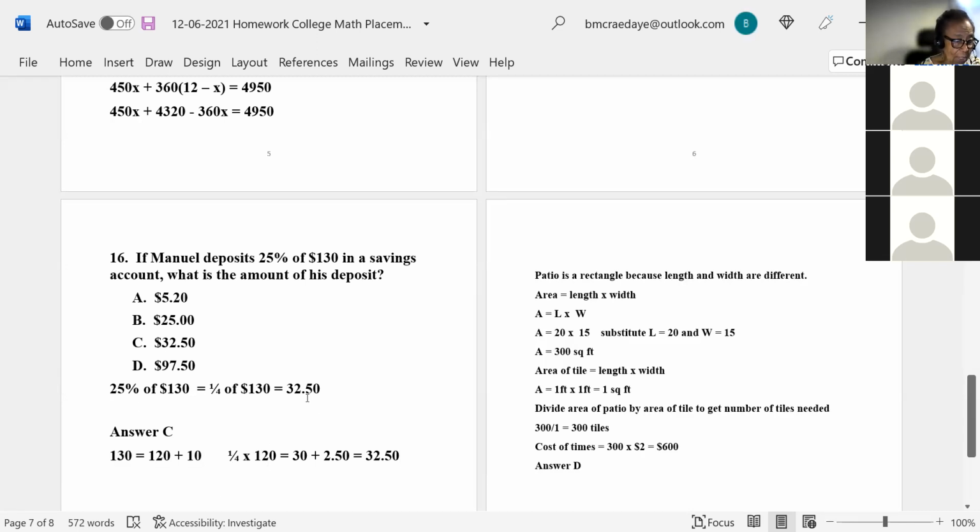1/4 of 120 is just 30, right? And then you had 10 left. So you took 1/4 of 10, but say, well, let me just take half of 10. I know what that is. That's just 5. Half of $10 is $5. And if I take half of that, I get 2.50. And that's how I get 32.50.